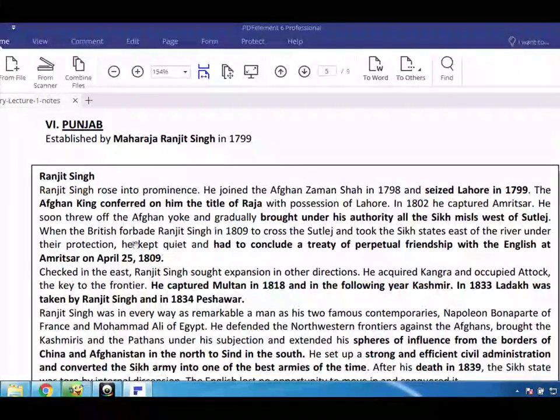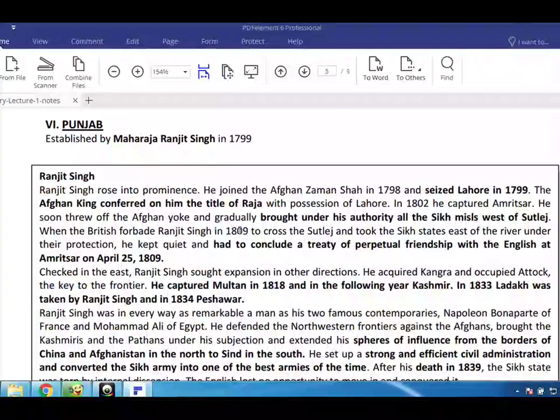When the British forbade Ranjit Singh in 1809 to cross the Sutlej and took the Sikh states east of the river under their protection, he kept quiet and had to conclude a treaty of perpetual friendship with the English at Amritsar on April 25, 1809.